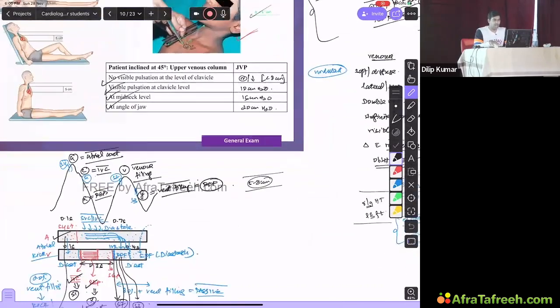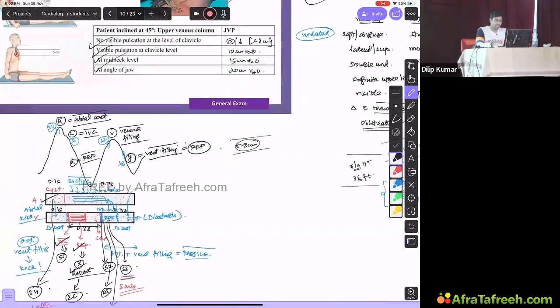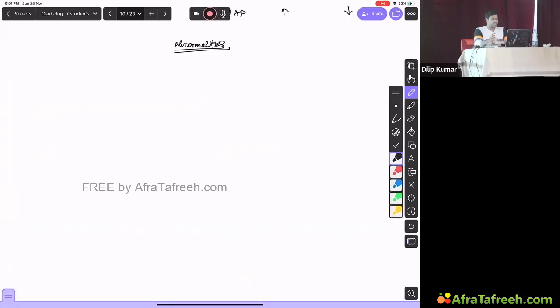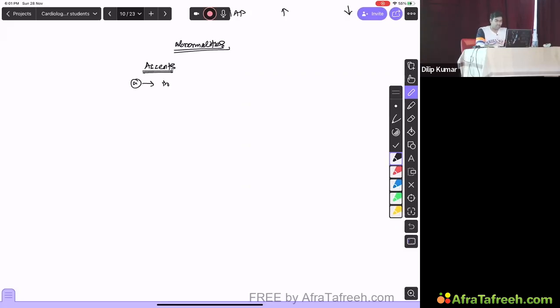Now let us move on to the abnormalities. First, let us see the abnormalities of the JVP waves. Very few things only they will expect you in exam. Okay, that much only I'm going to say. First, A wave, very, very important. So when it comes to A wave, you have something called prominent A wave.